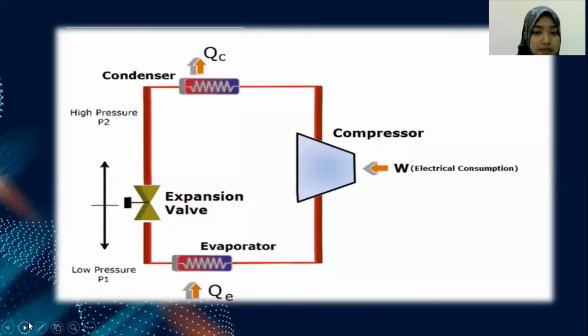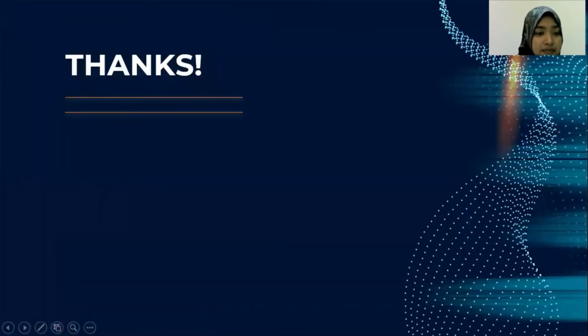Okay, this figure shows that when we apply work to the compressor as electric consumption, the evaporator will gain heat and produce low pressure at P1. When it flows through the expansion valve, the high pressure will occur, and at the condenser, heat is lost. Okay, that's all from us. Thank you.